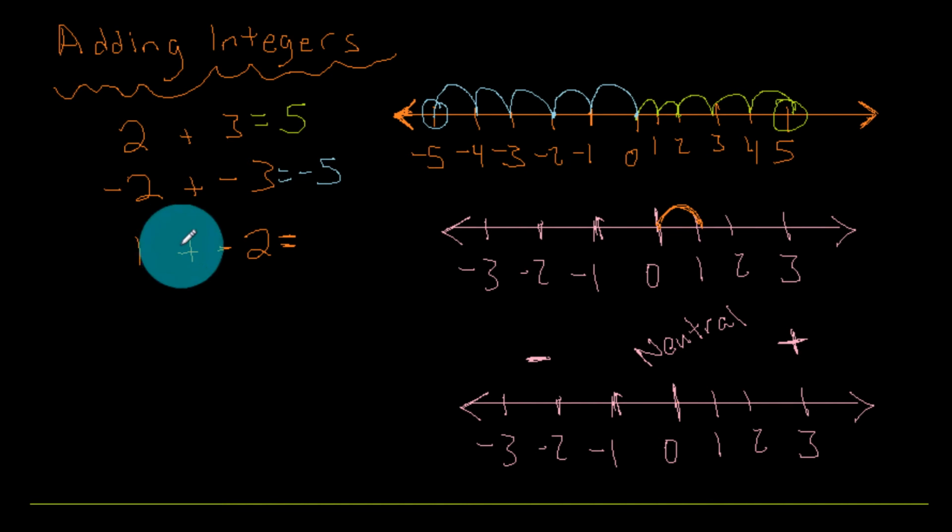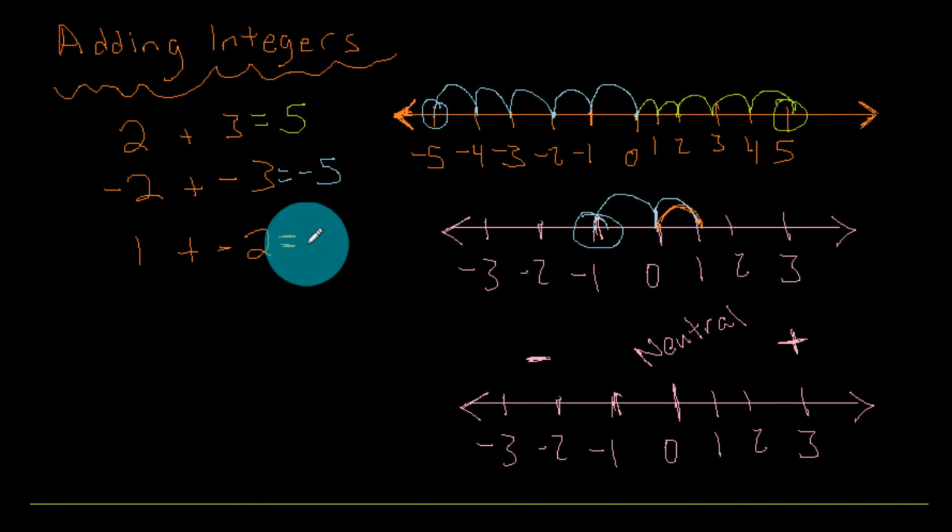After that, I'm going to be taking away 2. So let's choose a new color real quick. And I've moved forward 1 space. I've got to move back 2 spaces now. Negative 1, negative 2 spaces, and I'm at negative 1. So 1 plus negative 2 is equal to negative 1 in this case.